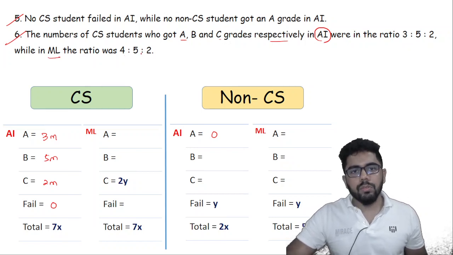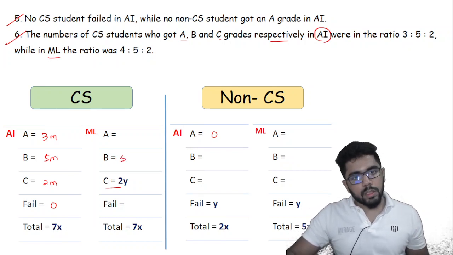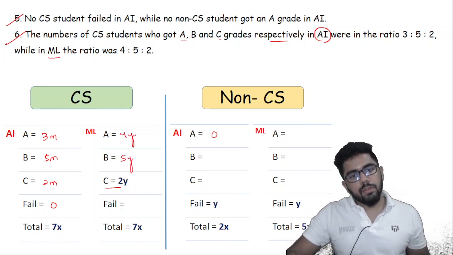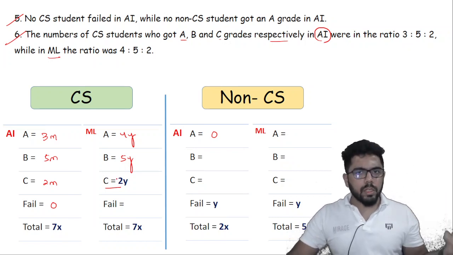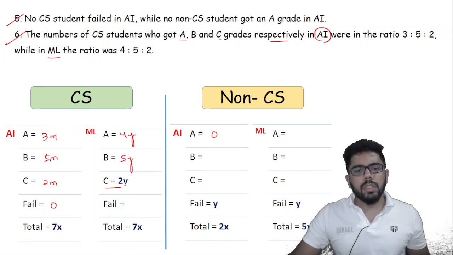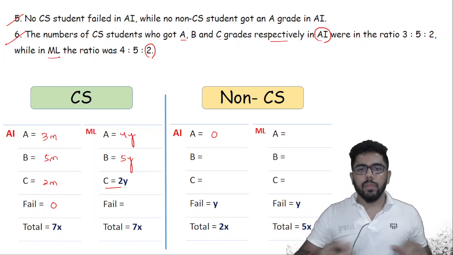And the number of CS students who got A, B and C grades in ML was in the ratio 4 is to 5 is to 2. And you see already C is 2y. So I can write this as 5y and this is 4y. 4 is to 5 is to 2. Already we had this number, else we would have converted accordingly. But because C is 2 parts here and it is 2y, B will be 5y and A is 4y. This part is done.